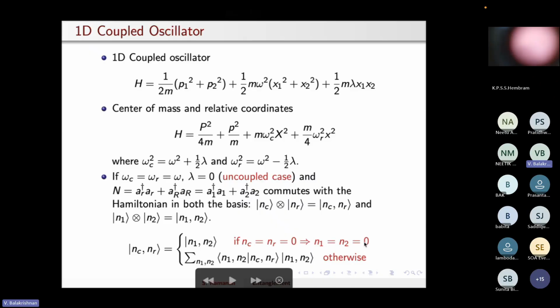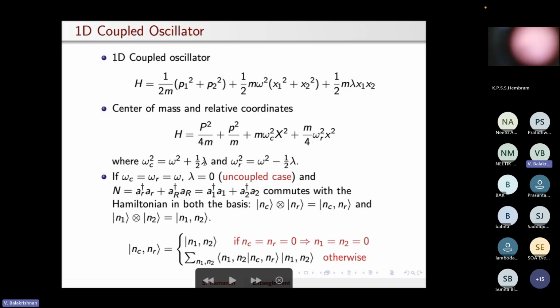We looked at the 1D coupled oscillator model, very similar to the hydrogen atom or the deuteron. If you switch to the center of mass and relative coordinates, the two oscillators completely become uncoupled, where one can define the new frequencies omega c and omega r, which are the frequencies of the center of mass oscillator and the relative oscillator in terms of the original frequency omega. I should mention that this is an isotropic oscillator with a coupling constant lambda. You can define it in terms of this.